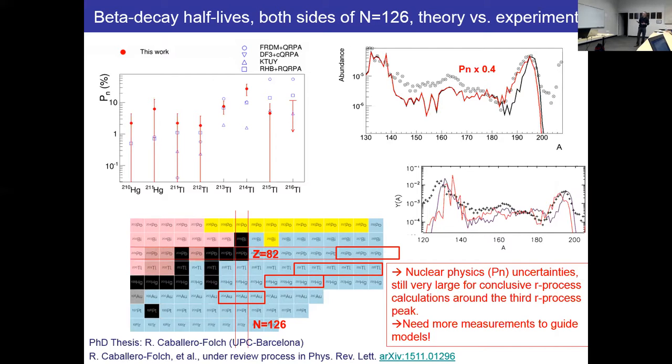These are the first measurements in this region, but it is still a reduced set of results. And one will need more measurements here to really make progress. Two-neutron emission here is not expected, because the Q-beta values are not so large. For two neutrons, you will have to go much more exotic, much more neutron rich.